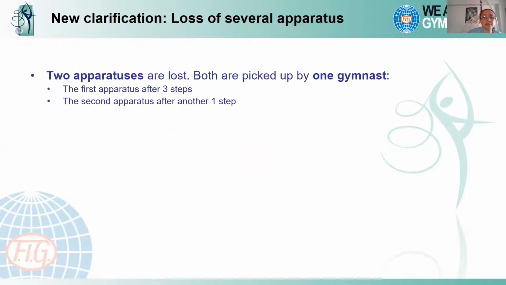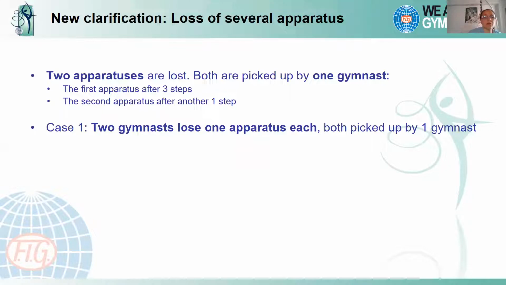Loss of several apparatus. If two apparatus are lost, both are picked up by one gymnast. The first apparatus after 3 steps, the second apparatus after another 1 step. Case 1, 2 gymnasts lose 1 apparatus each, both picked up by one gymnast. What will happen? 2 separate penalties, 1 point and 0.7.